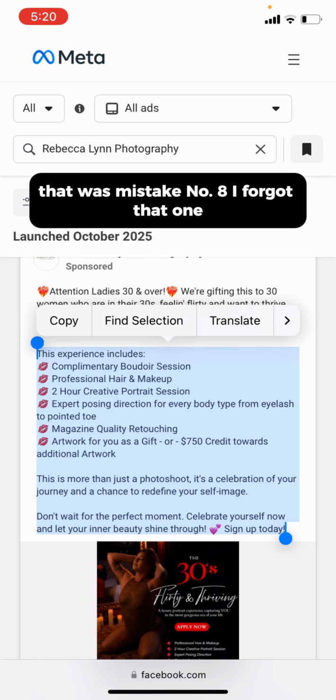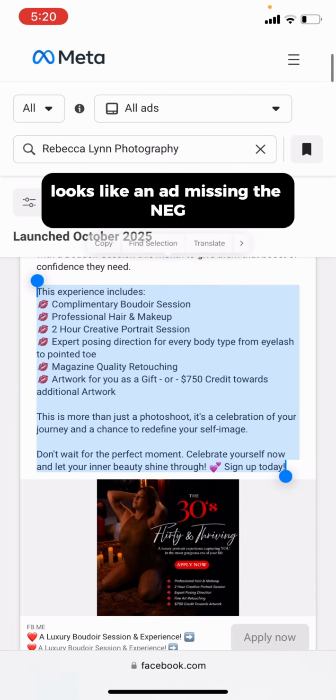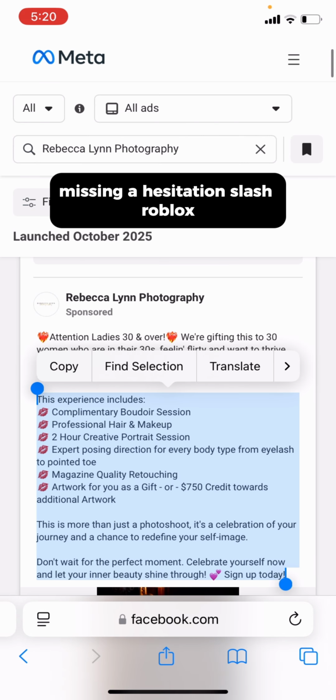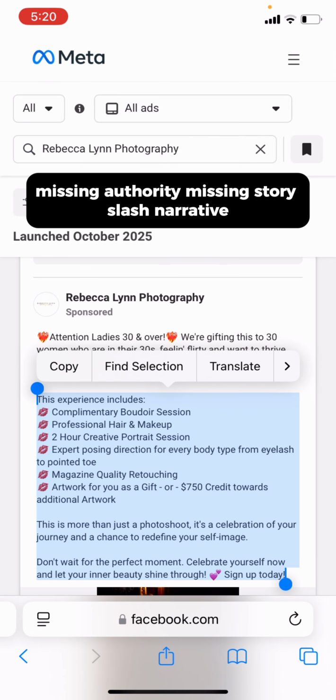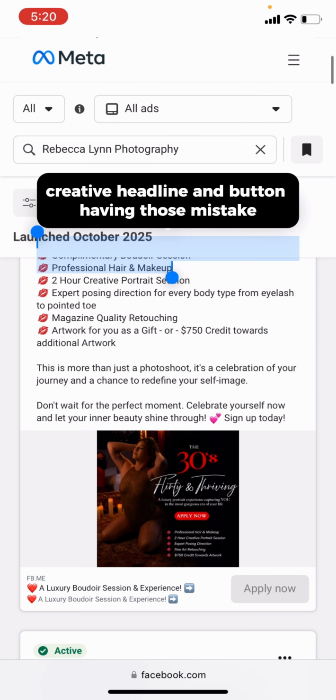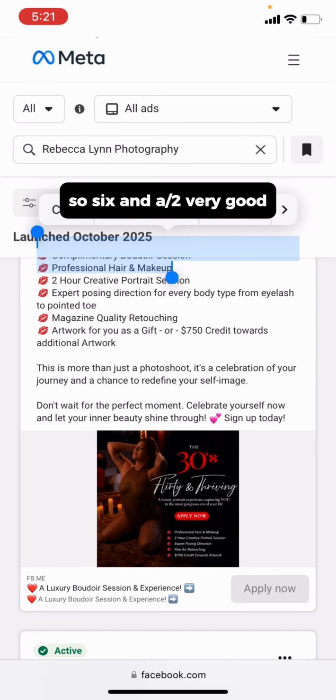I forgot that one. All right, so go back to scoring. Looks like an ad. Missing the neg. Missing a hesitation / roadblock. Missing an authority. Missing story / narrative. We got the offer. BCH and button below creative, headline and button, having those as a mistake, and then half a mistake for the objective. So 6.5, very good. Very, very good.